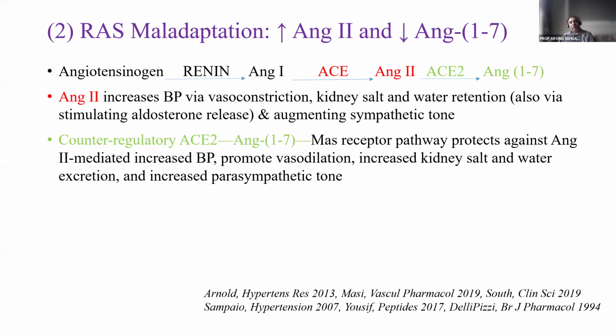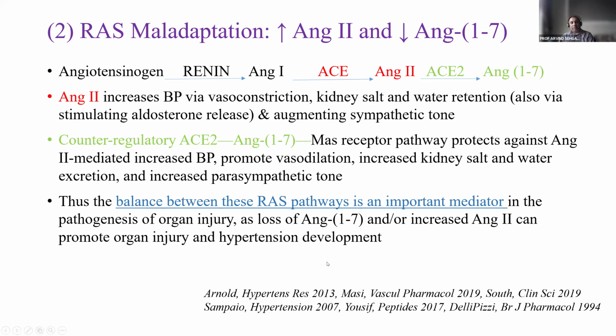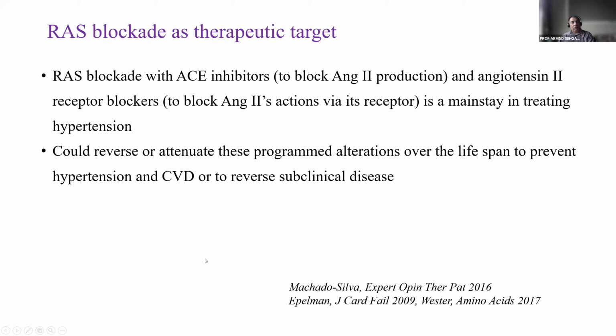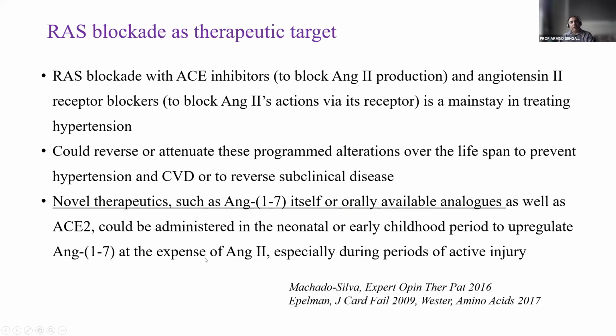So as I mentioned, the Ang2 and Ang1-7 are counter-regulatory to each other. And this balance is very important to maintain if we can delay the progression of vascular aging and development of hypertension. So it's being looked at as a very important therapeutic target.